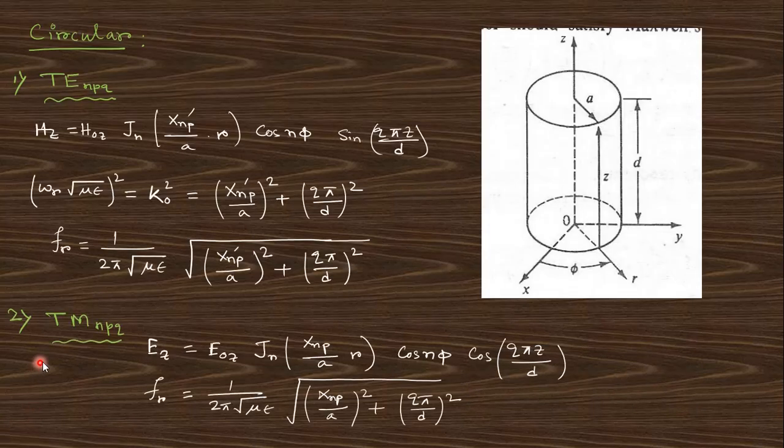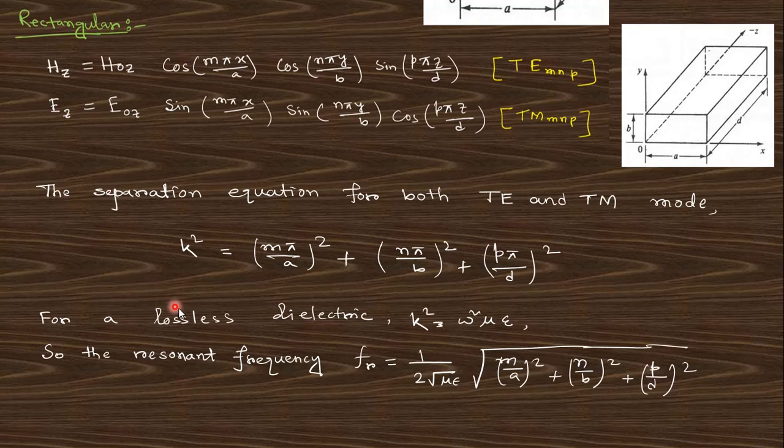In the case of the circular waveguide, for transverse electric mode, the magnetic field will be this, and the corresponding resonant frequency f r is the resonant frequency with the expression like this. And in the case of transverse magnetic mode, the resonant frequency will be like this. So these are the resonant frequencies in the circular case for transverse electric and transverse magnetic, whereas in the rectangular case both the transverse electric and transverse magnetic resonant frequencies will be like this.